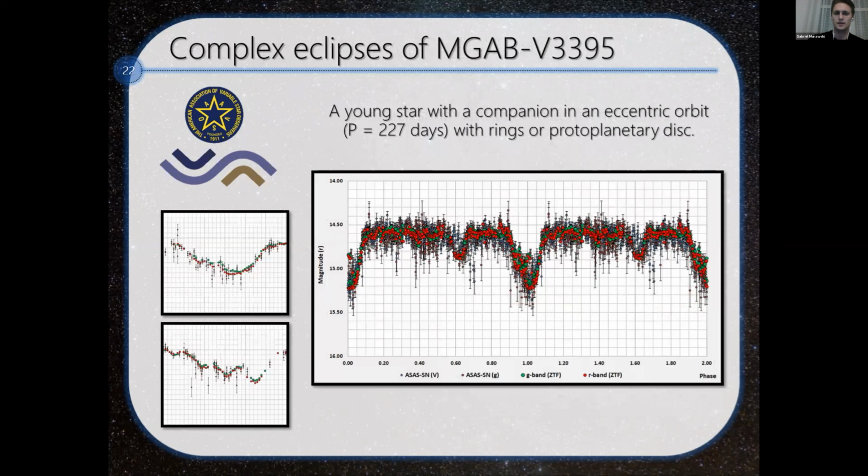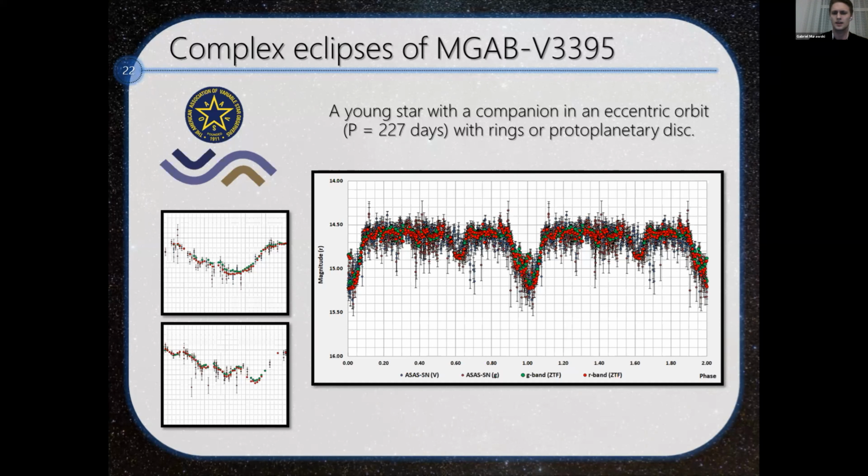And another one of the recent variables that I have submitted. This is a young stellar object that has an eclipsing companion. But the thing is, these eclipses are quite untypical, because it's not a typical U or V type shape of eclipse, but it's a little complex. This, what we have here, means that there's something more than just a second star.